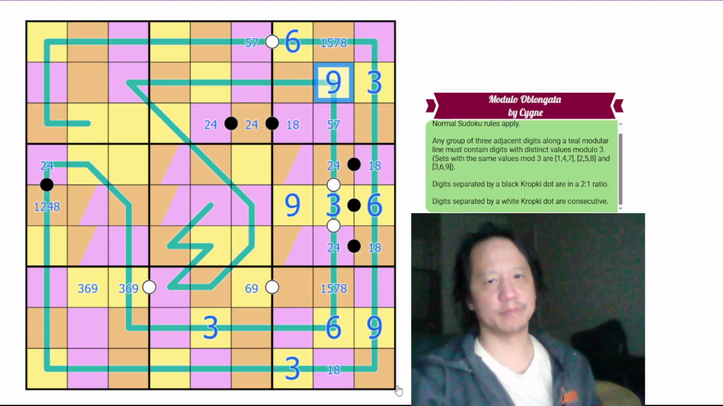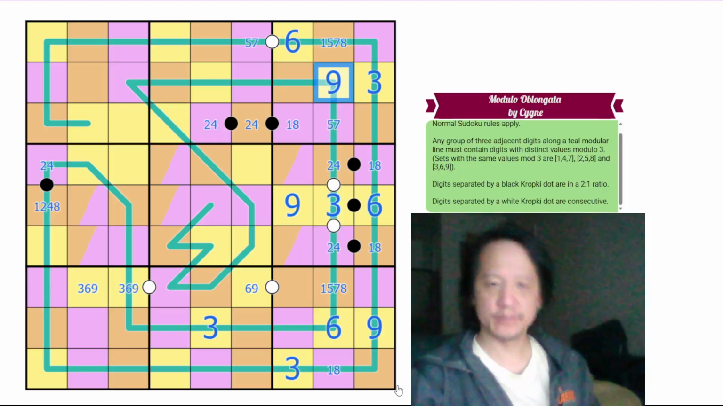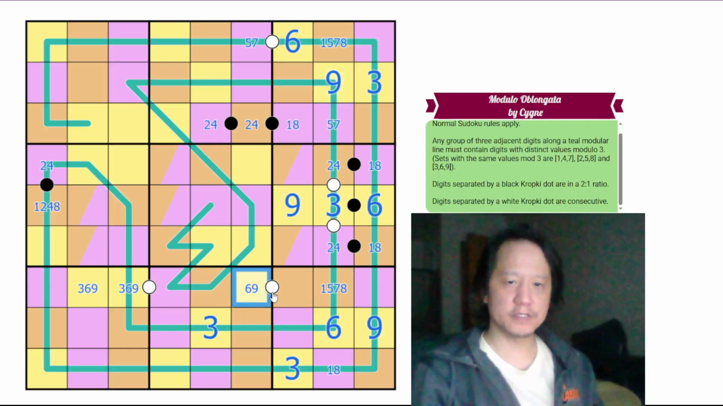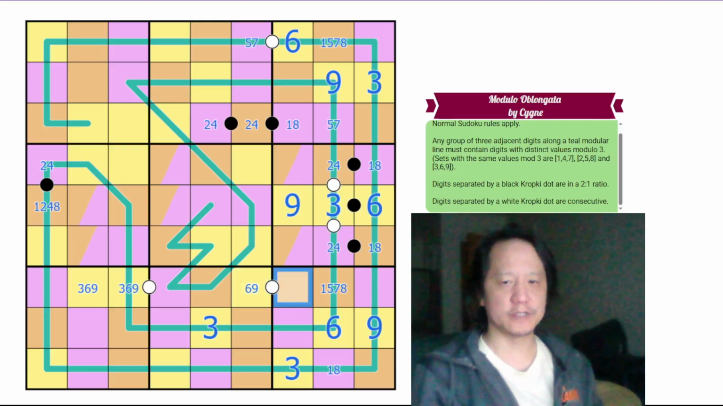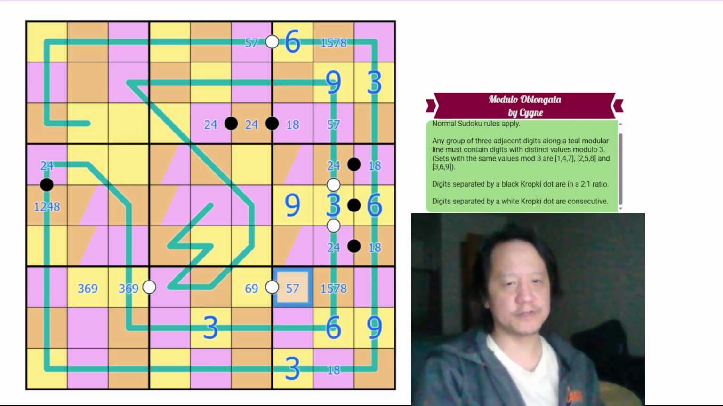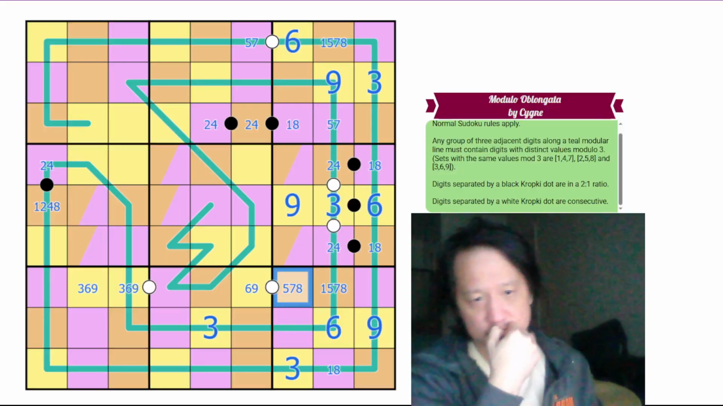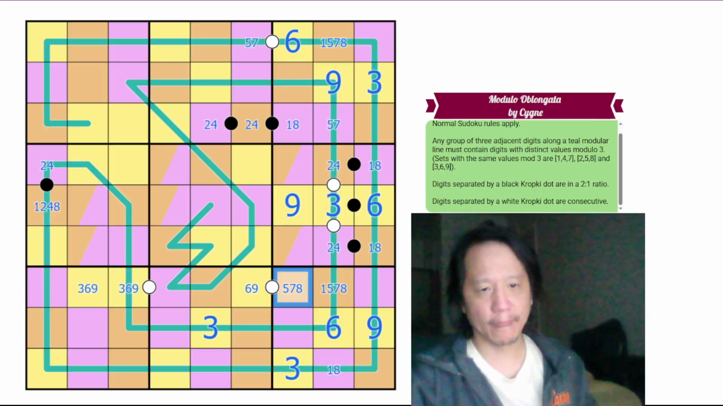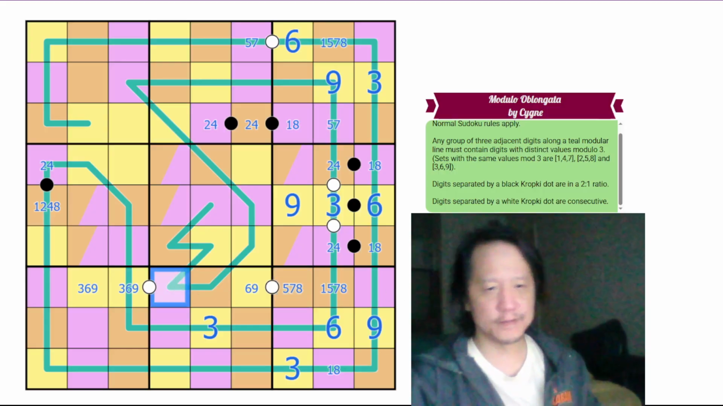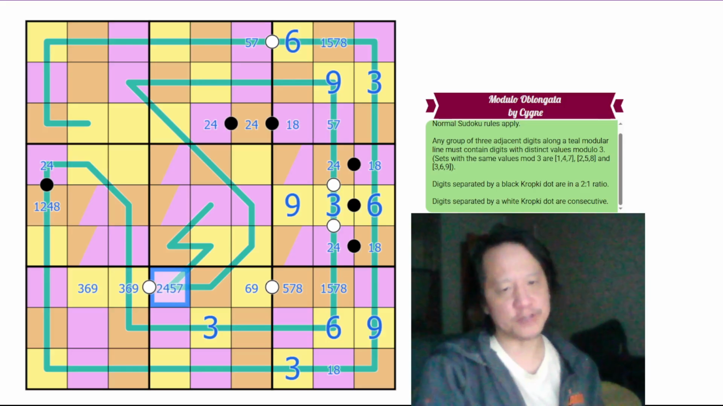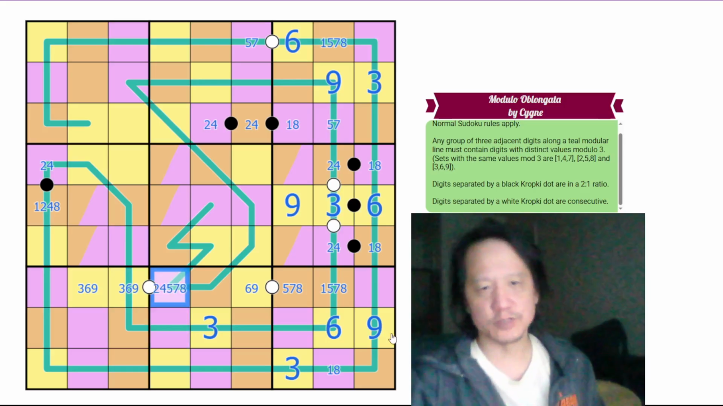What does that mean? I'm not sure. 6 and 9 are only consecutive with 5, 7, or 8. Okay. This is 2, 4, 5, 7, or 8, which is pretty broad.